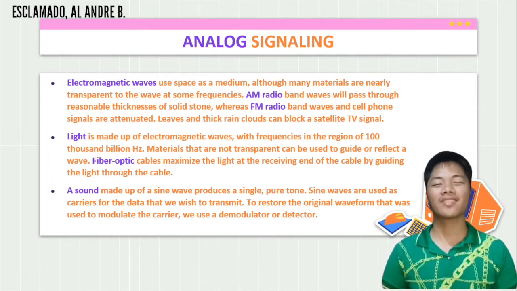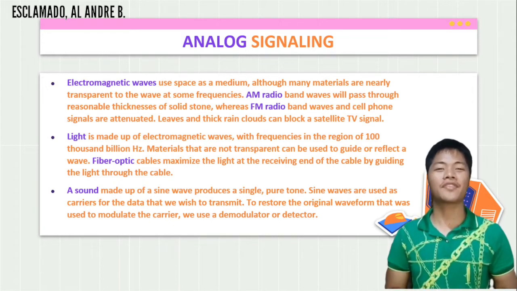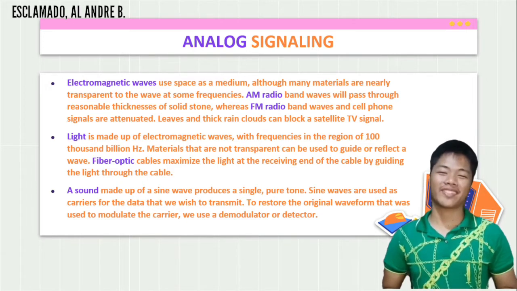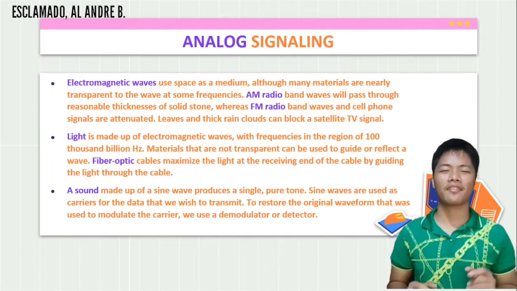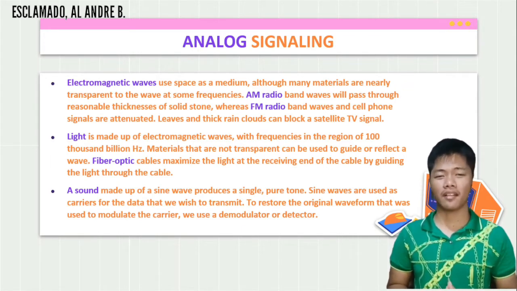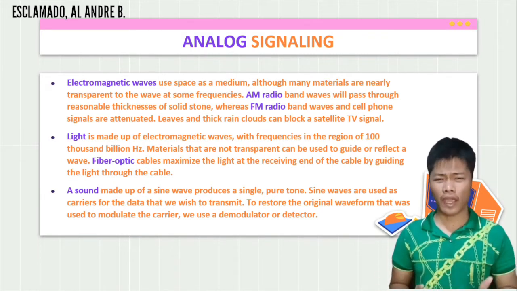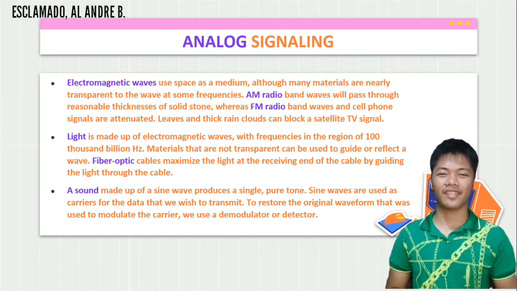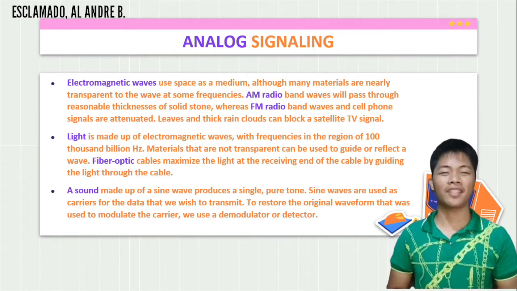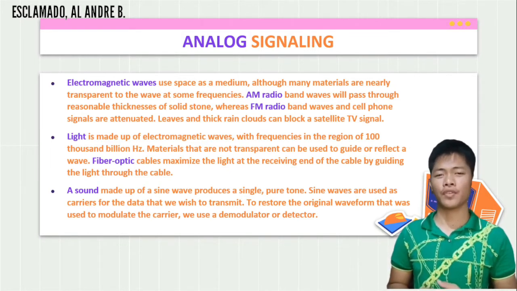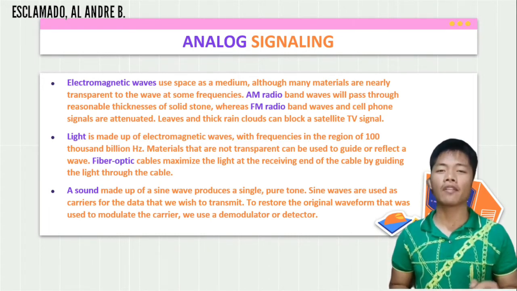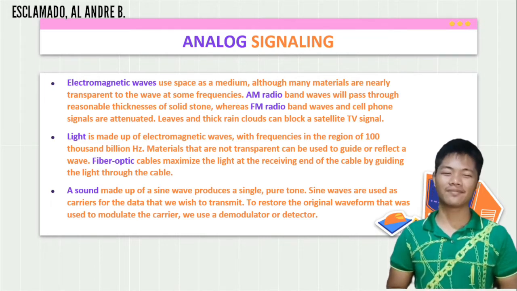Electromagnetic waves use space as a medium, although many materials are near transparent to the wave at some frequencies. AM radio band waves will pass through reasonable thickness of solid stones, whereas FM radio band waves and cell phone signals are attenuated. Leaves and thick rain clouds can block a satellite TV signal. Light is made up of electromagnetic waves with frequencies in the region of 100,000 billion Hz. Materials that are not transparent can be used to guide or reflect a wave. Fiber optic cables maximize the light at the receiving end of the cable by guiding the light through the cables.